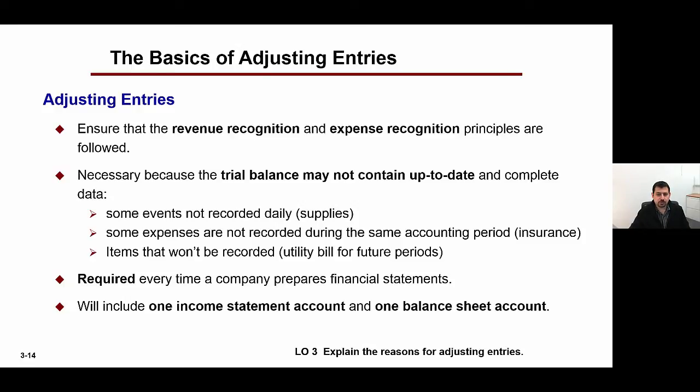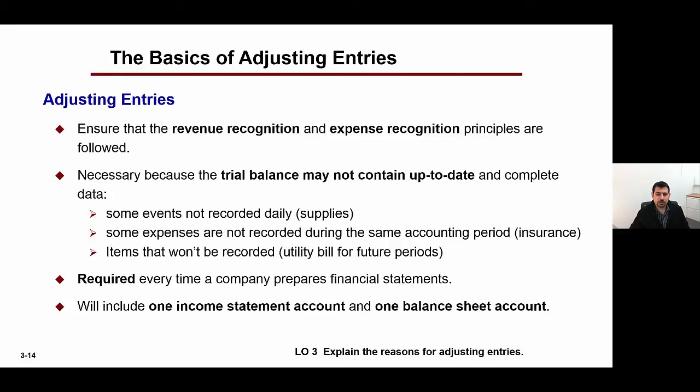Originally, the trial balance that we studied so far includes information from the original entries, and as a result, by the end of the accounting period, the information in that trial balance may not be up to date or complete. The reason is that certain events happen on a daily basis, but we don't need to record them every time we use them. For example, when we use supplies, or when we have salaries or interest accumulating. We wait until the end of the accounting period, and then we recognize them.